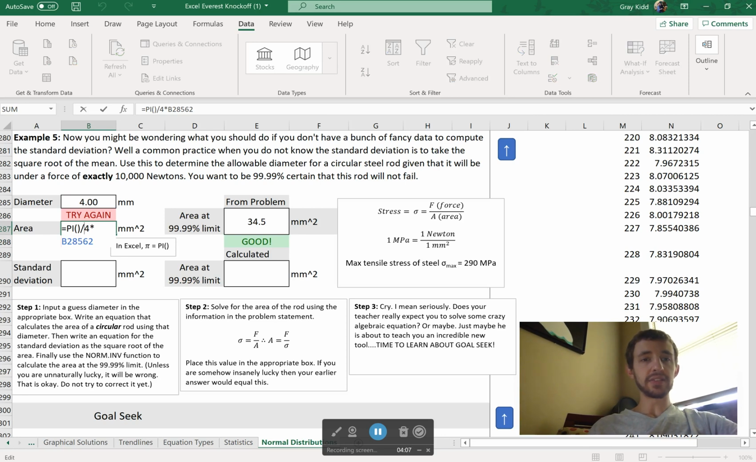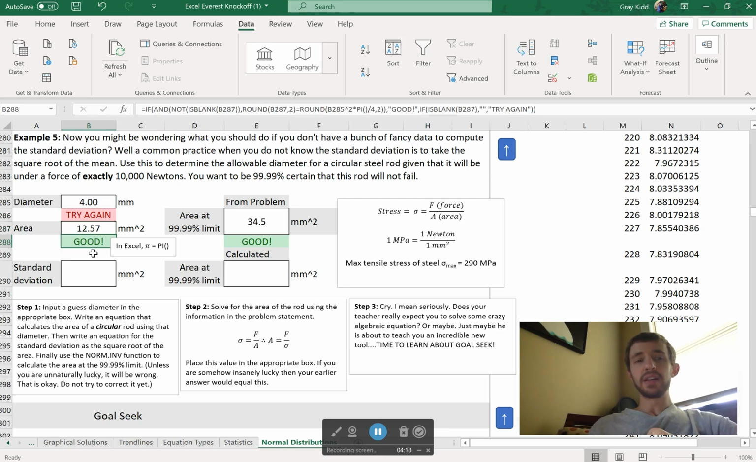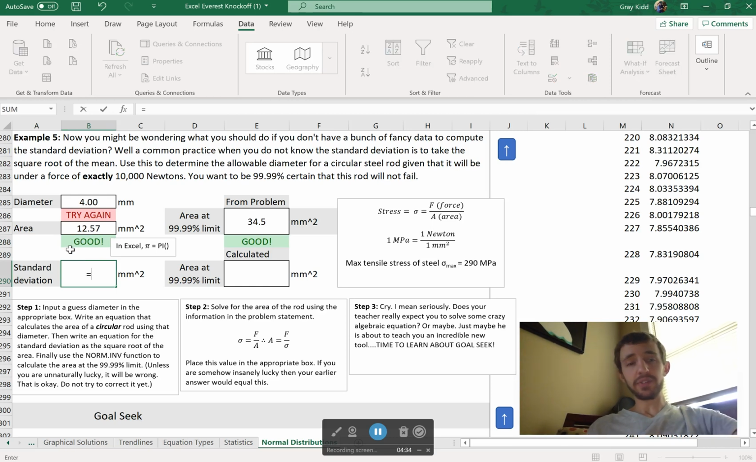Now this is saying good. It's not saying this is the right area because it's not. It is just saying that is technically the area of this circle. Okay, standard deviation. We don't know what the standard deviation of the area of our object is, so we're just going to take the square root of this. So equals, square root is another one of those wonderful built-in functions.